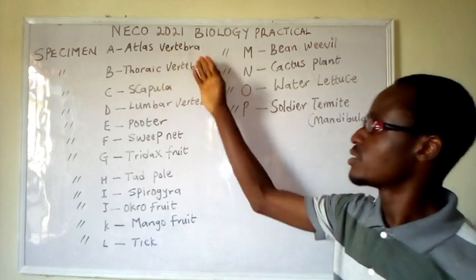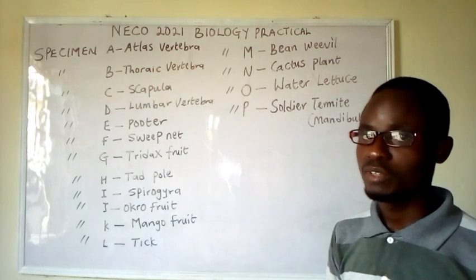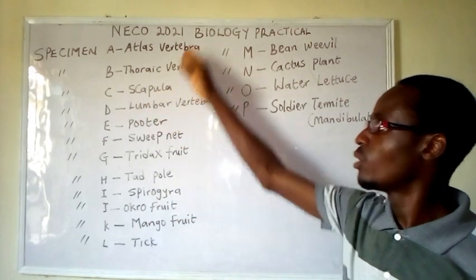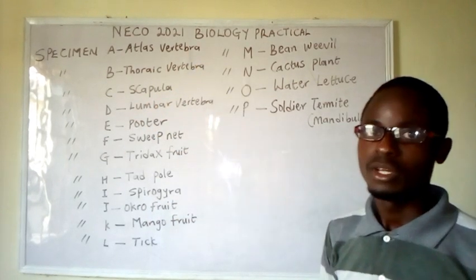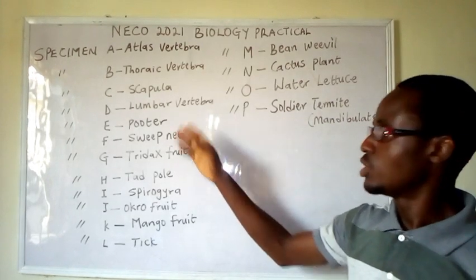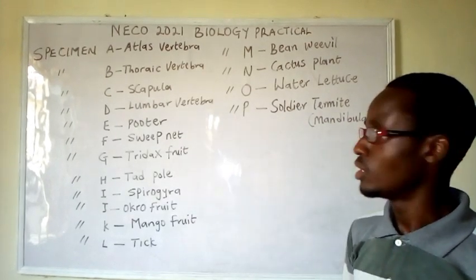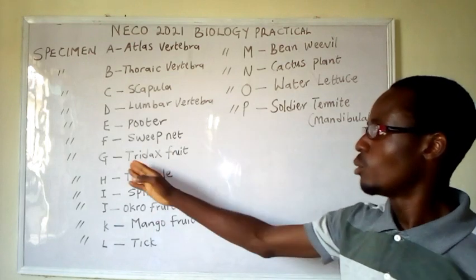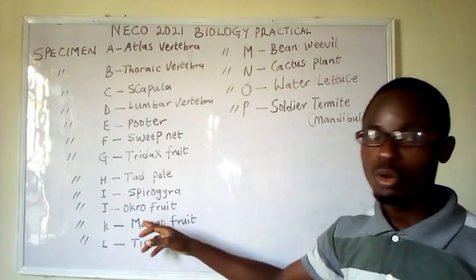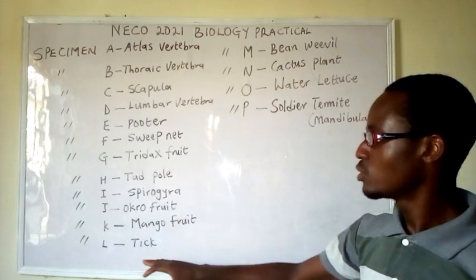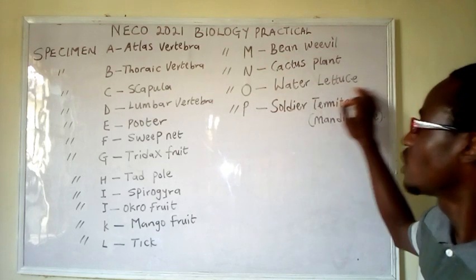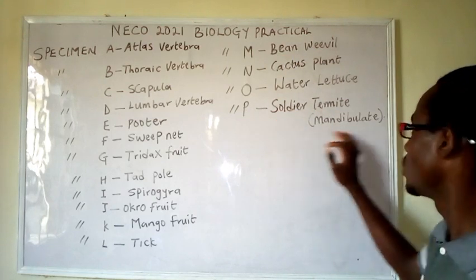So we have the atlas vertebra, which is part of the mammalian skeleton. We have the thorax vertebra, we have the scapula, the lumbar vertebra, those are all part of the mammalian skeleton. Then we have the pooter, which is actually used for picking up insects. Then we have the sweep net, we have Tridax fruit, we have tadpoles, we have the Spirogyra, we have the okra fruit and the mango fruit, the tick and the bean weevil, we have the cactus plant, we have water lettuce, and we have the soldier termite, the mandibulate anyway.